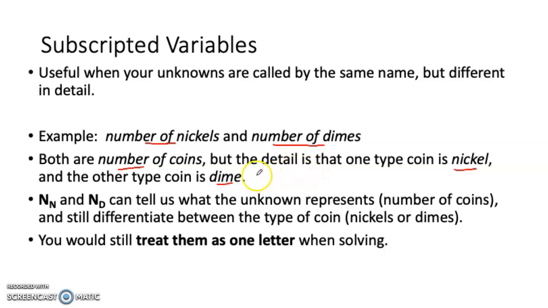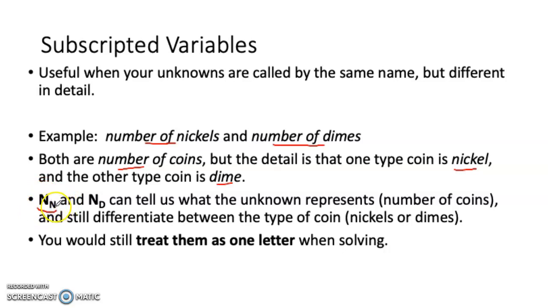So instead of putting X and Y, that really doesn't tell me if it's a counting number or if it's a nickel or a dime. None of that starts with an X or a Y. So when I make my equations, I want the letters in the equation to show what the equation really means. So instead of maybe X, I could put N of N. That's how you would read this first subscripted variable.